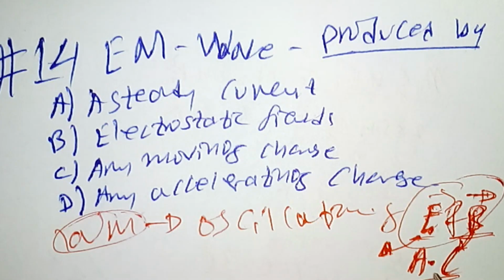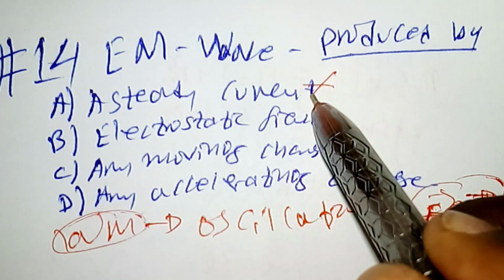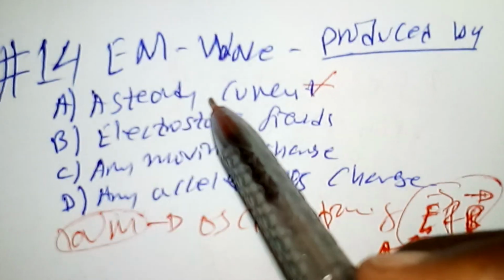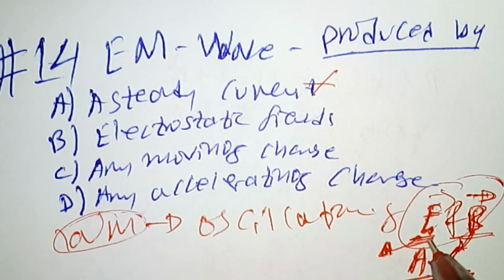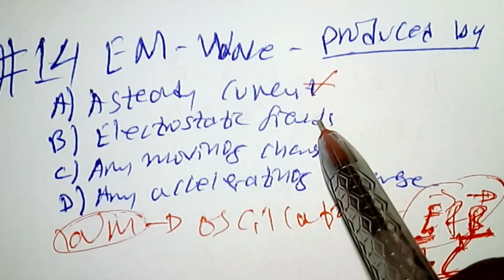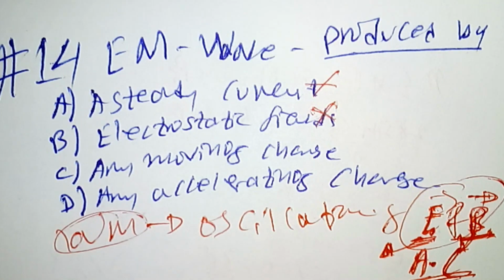From this we can see that steady currents cannot produce electromagnetic wave. The current must be continuously changing to produce a changing electric field, which also produces a changing magnetic field according to Faraday's laws of electromagnetic induction. An electrostatic field also cannot produce electromagnetic wave, because electrostatic means the charge is at rest, so we don't have a magnetic field, only a static field. That means it cannot produce electromagnetic wave.